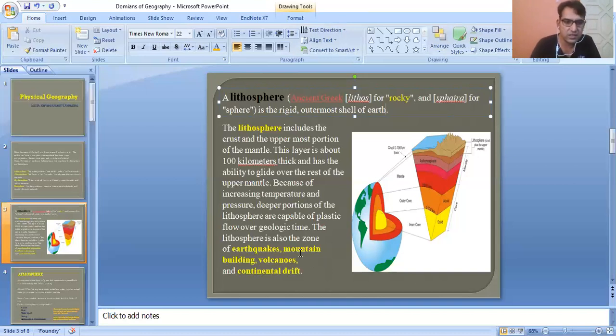The lithosphere, as I told you, is 100 kilometers thick. Again, I will have another video on the lithosphere. We will talk about these exogenic and endogenic forces. We will also talk about plate tectonics, which is very important.